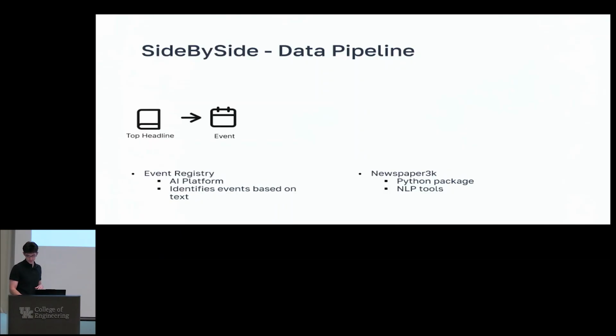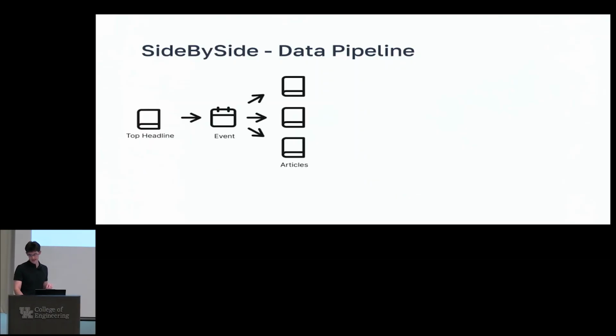But once I have that summary, I can take it to another tool called Event Registry that works directly with News API to associate an article with a current event. And then once I have that event ID, I can grab multiple articles all associated with that current event.